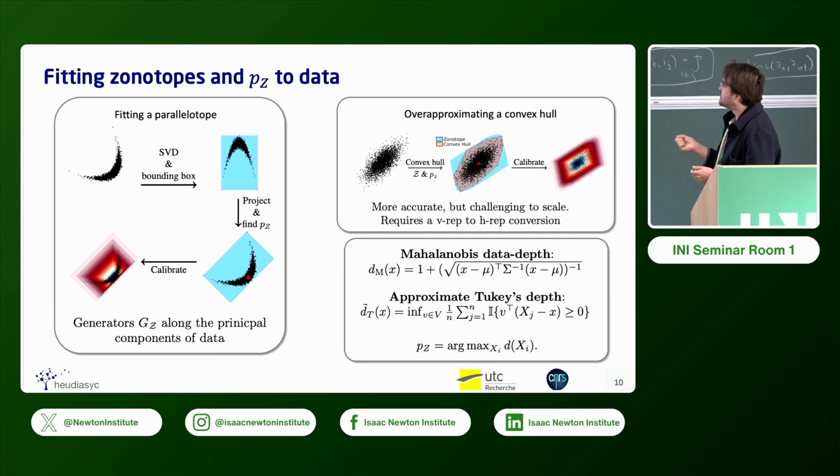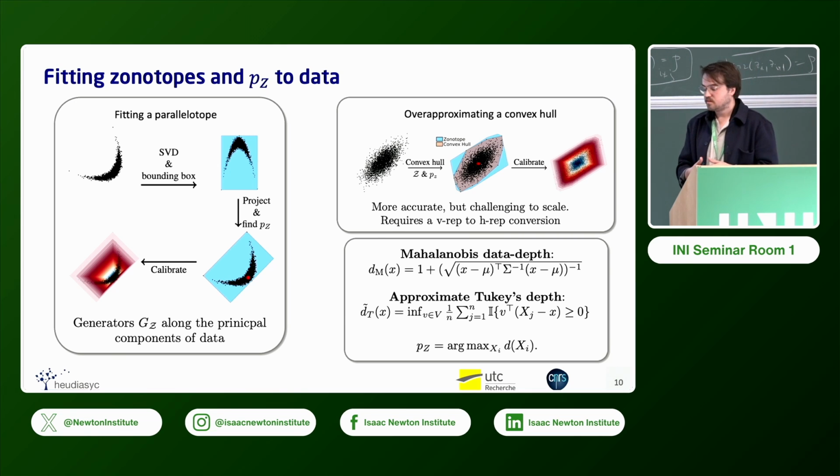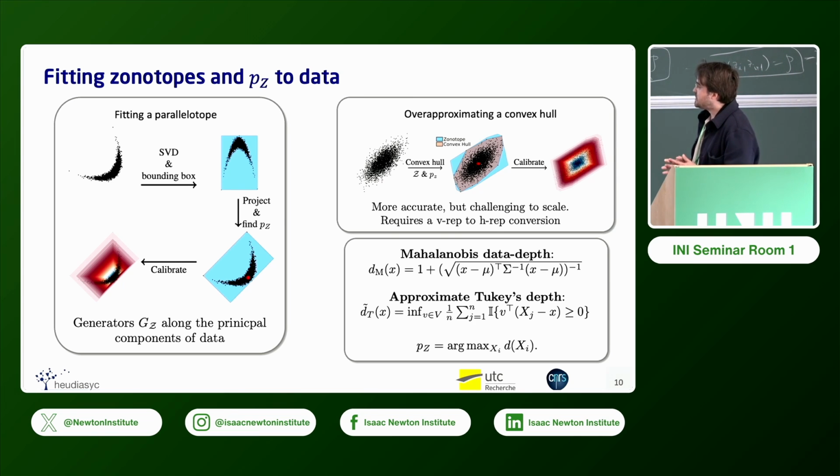Because when you do this conversion between zonotope and convex hull, you need to change between the vertex and H representation of the polytope, and this is very expensive. And then this point PZ, you would like to pick a point with high data depth, right? So data depth is kind of like the opposite of an outlier, right? So it would be a point that's very highly within the data. And to do this, you can basically take some data depth metric, for example, the Tukey depth, or the Mahalanobis depth, and then just find the maximum point. Okay.